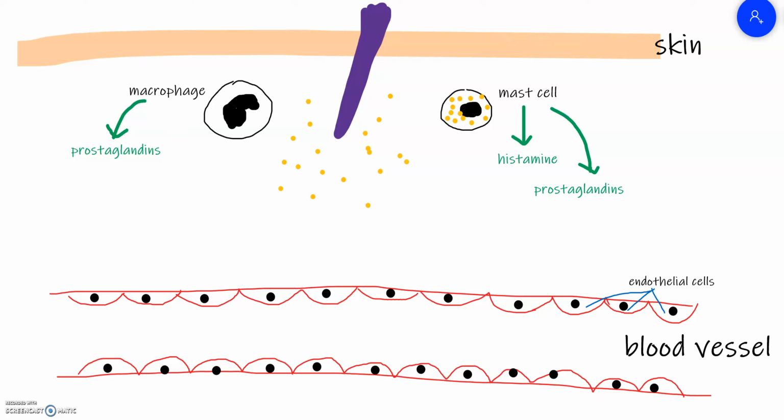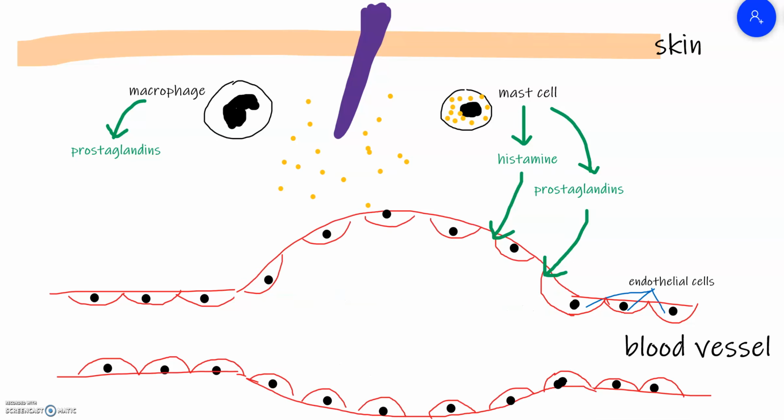These mediators of inflammation cause the blood vessels to dilate, and we call this vasodilation. Vasodilation causes increased blood flow to this area, leading to the clinical features of inflammation, redness, and warmth. You might have also noticed that in the process of vasodilation, the cells lining the blood vessels, which are the endothelial cells, have become a little bit separate from each other.